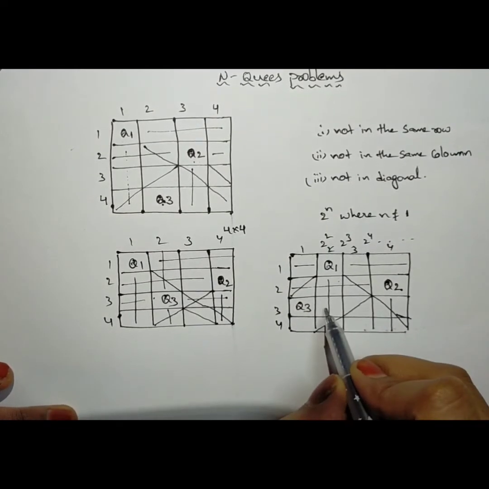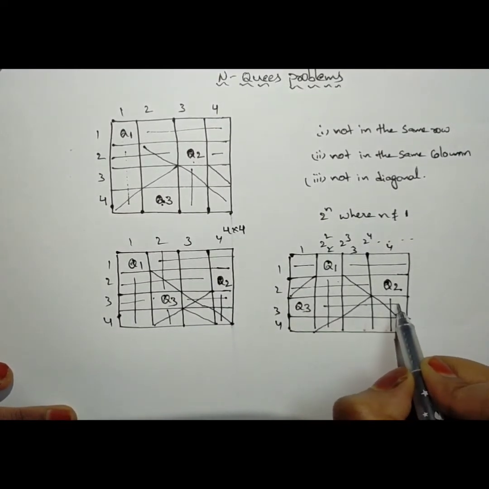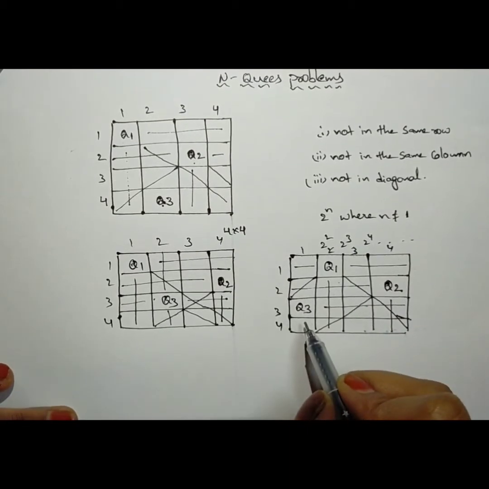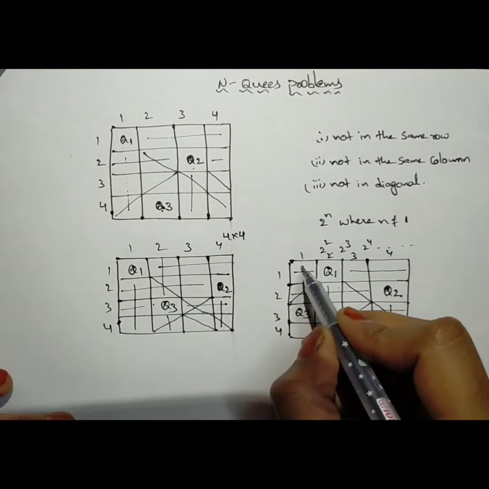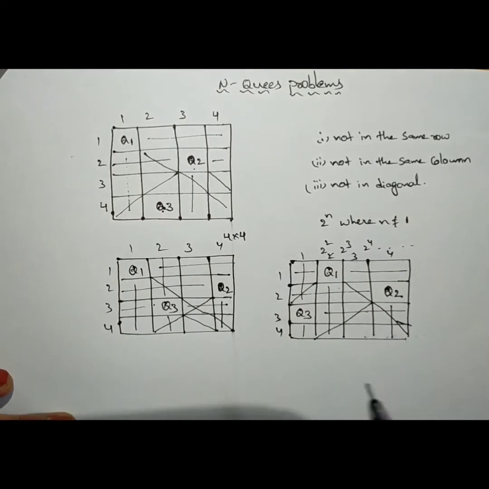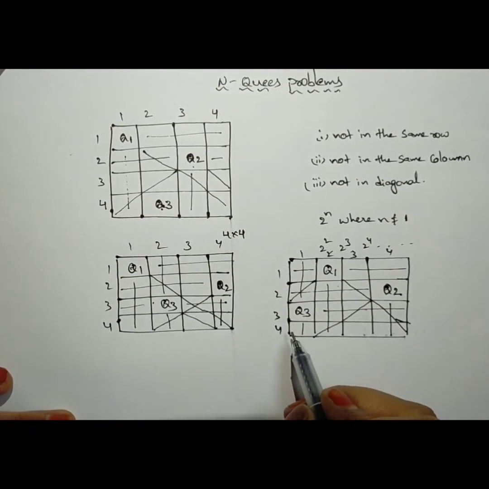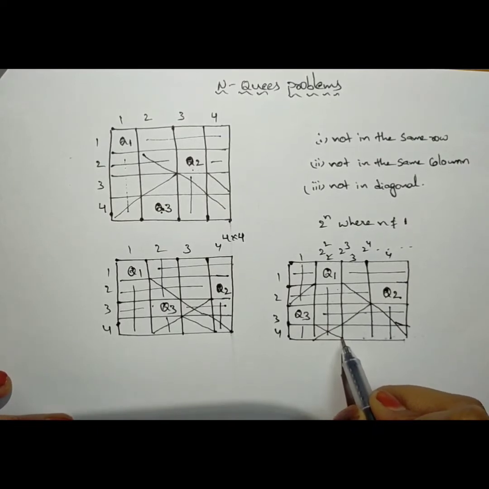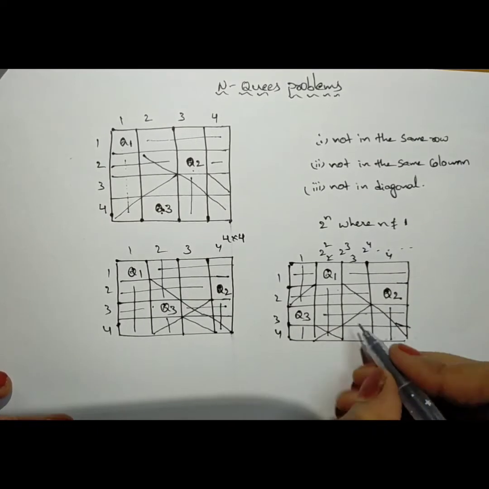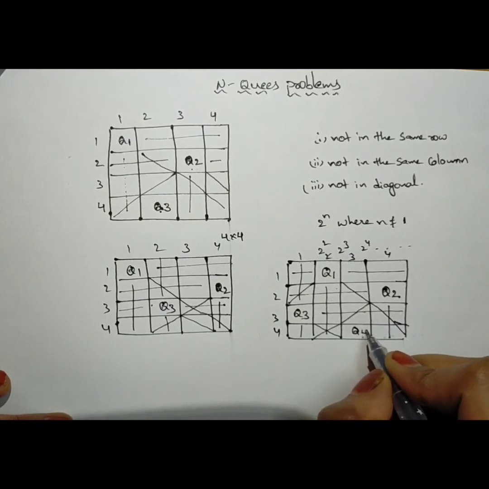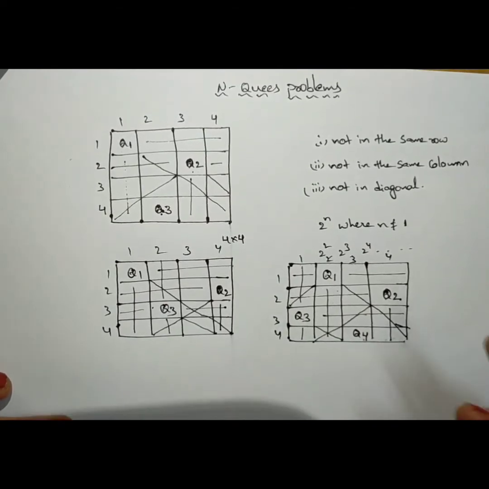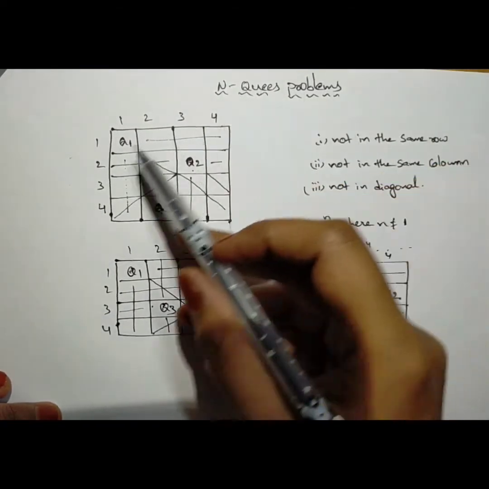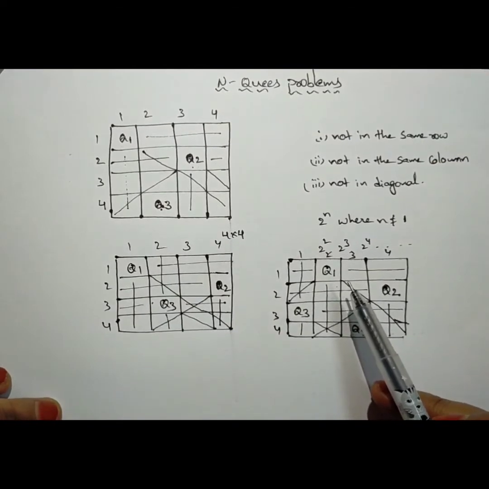For placing Q4, there is no possibility of placing Q4 here as it is representing the same row. Here also we are not supposed to place Q4 as it is representing the same column. Here also you cannot place as it is representing the diagonal cells, but we can place Q4 in this position. This is how the 4x4 queen problem can be solved by using the backtracking technique.